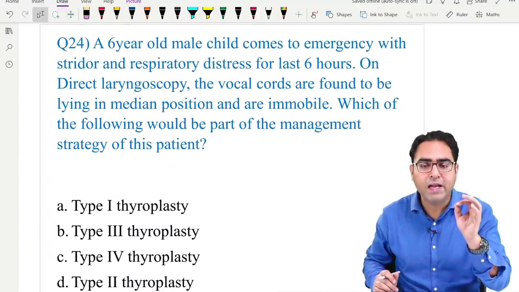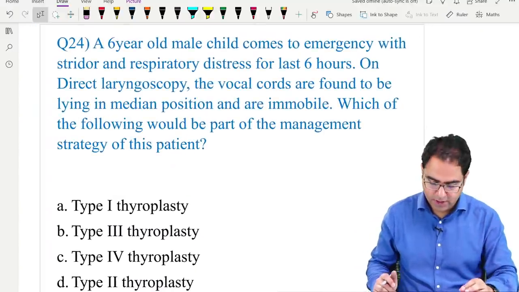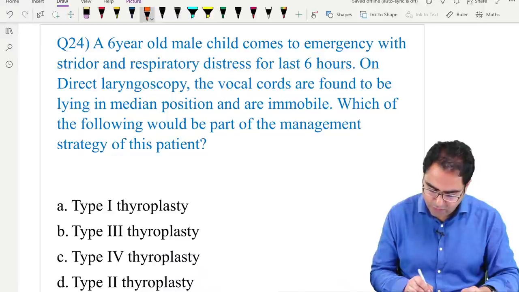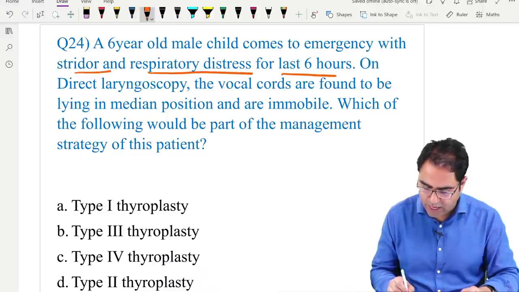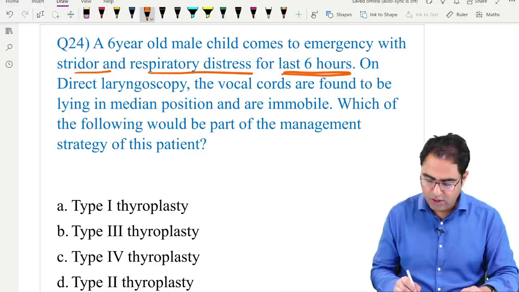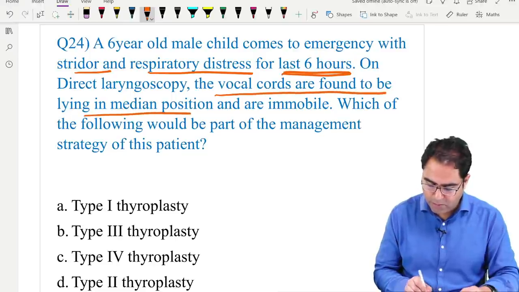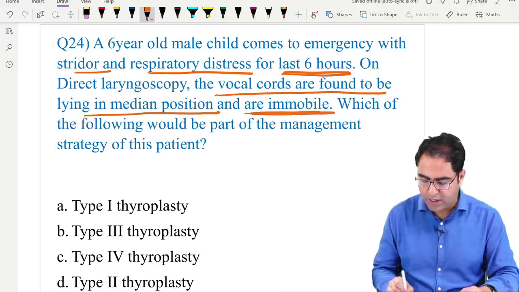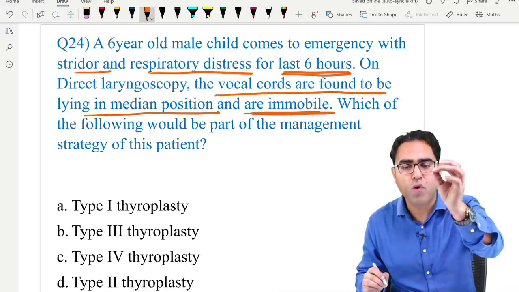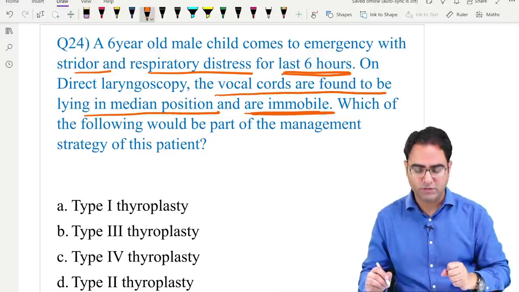A 6-year-old male child comes to the emergency with stridor and respiratory distress for the last 6 hours. The vocal cords are found to be lying in the median position and are immobile, beta. Immobile means it's a case of vocal cord palsy, beta. Vocal cord palsy. Am I clear, beta?